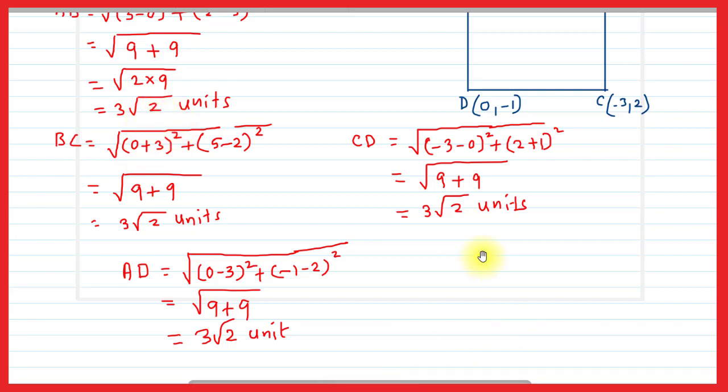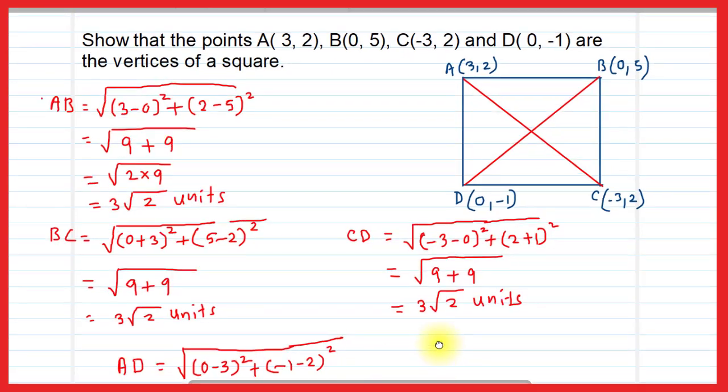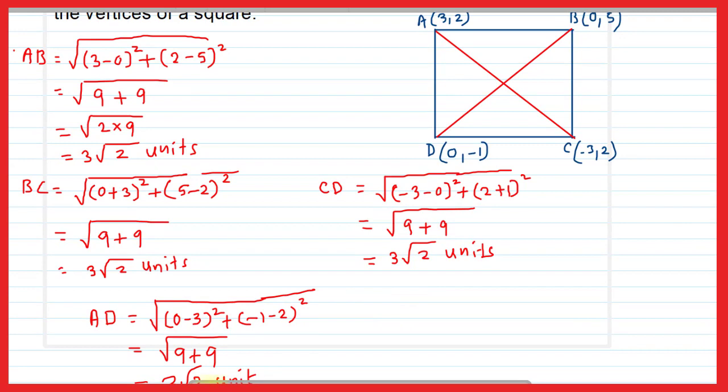Now friends, we will find the lengths of the diagonals. So here diagonal will be what? One diagonal will be BD diagonal and another diagonal will be AC diagonal. And so first we will find the diagonals. So first diagonal that we are finding is AC diagonal.